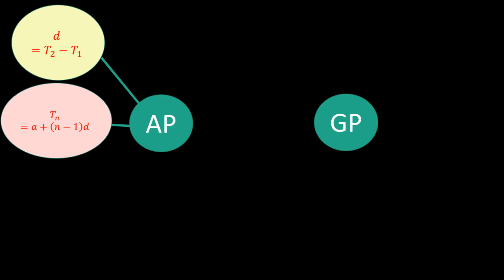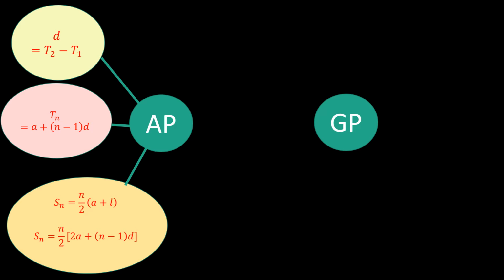That means if, let's say, we have T8, it will be a plus 7d. If we have T11, then it will be a plus 10d. Okay, for the Sn, the sum of the first n terms, we have two formulas. The first is n over 2 times (a plus l). This is used when we are given the first term a and l is the last term. If you don't know the last term, then we are going to use the second one.